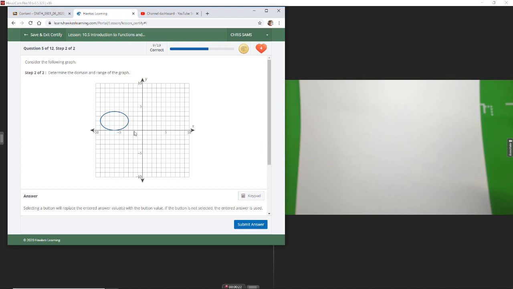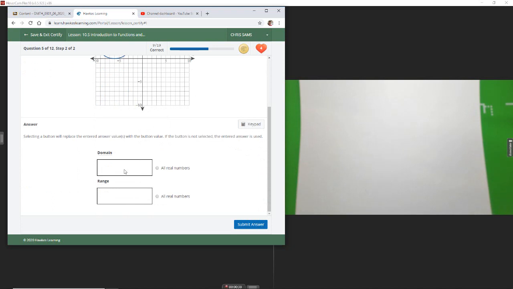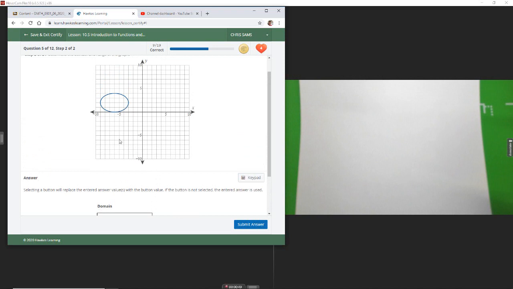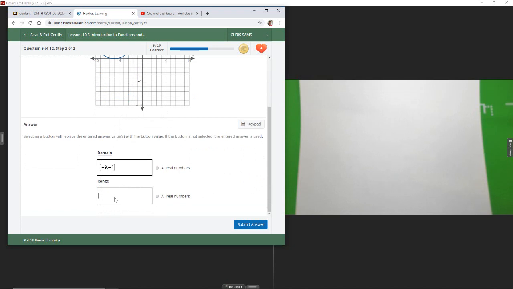And then we want to talk about the domain and range. So the leftmost point here comes all the way out to -9, and the rightmost point comes all the way here, looks like about -3. So -9 to -3, again in brackets. Always go in order from smallest to largest, and then the range from bottom to top. So the lowest point, this is a y value of 0, comes up as high as a y value of 4. So 0 to 4.